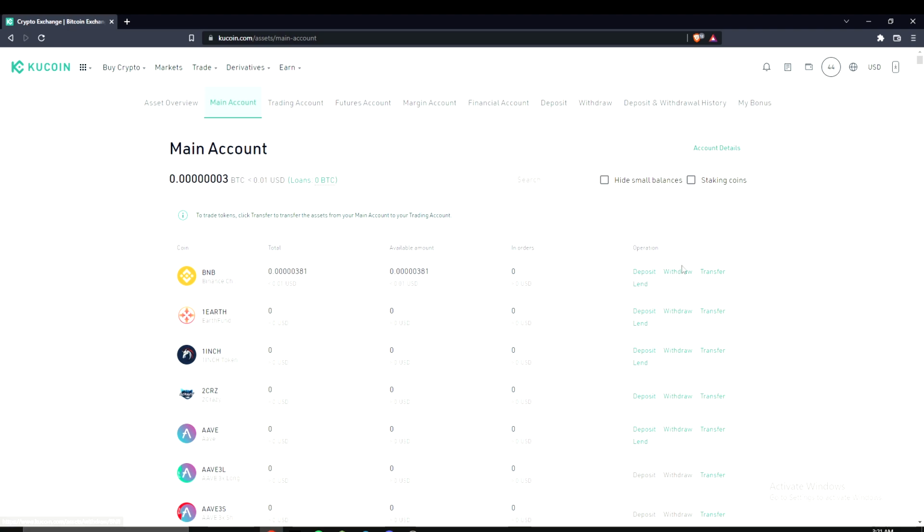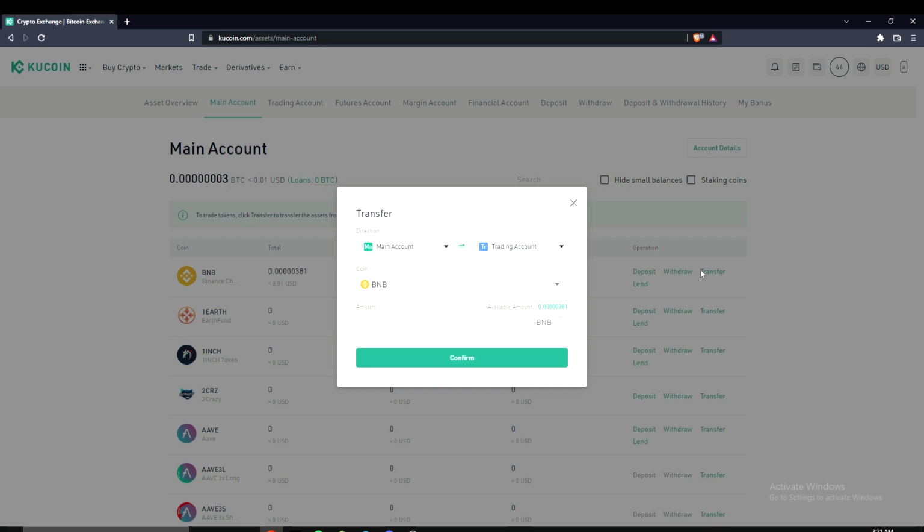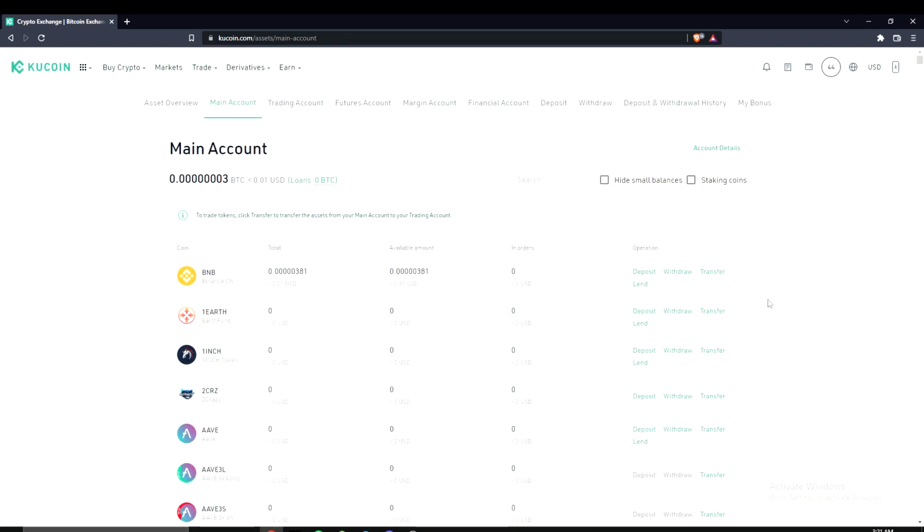Then what you're going to want to do is press transfer. This is where it gets a little different. You want to transfer it from your main account to your cross-margin account. The cross-margin account allows you to trade something, let's say you want to sell an asset, but you don't want to turn it into that asset first. It allows you to transfer to that asset automatically when you trade, and then automatically have it trade back to, let's say, USDT when you're done.